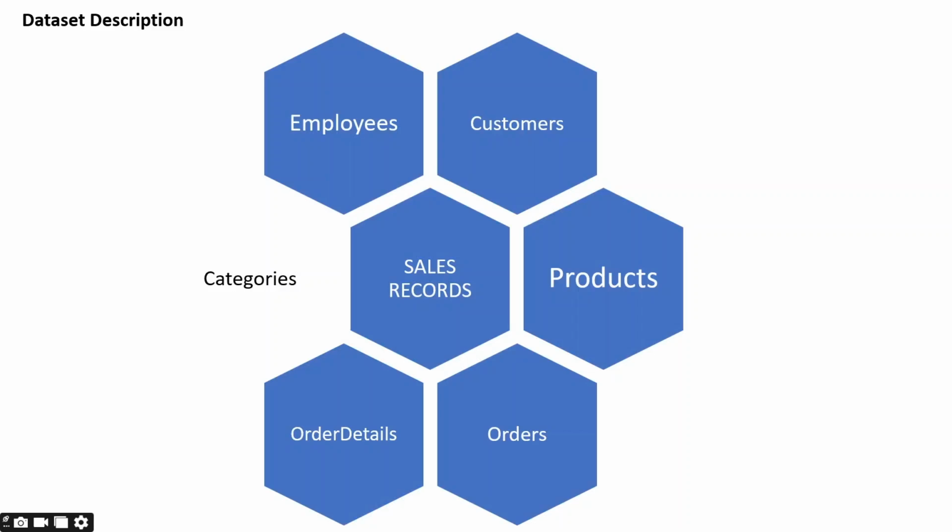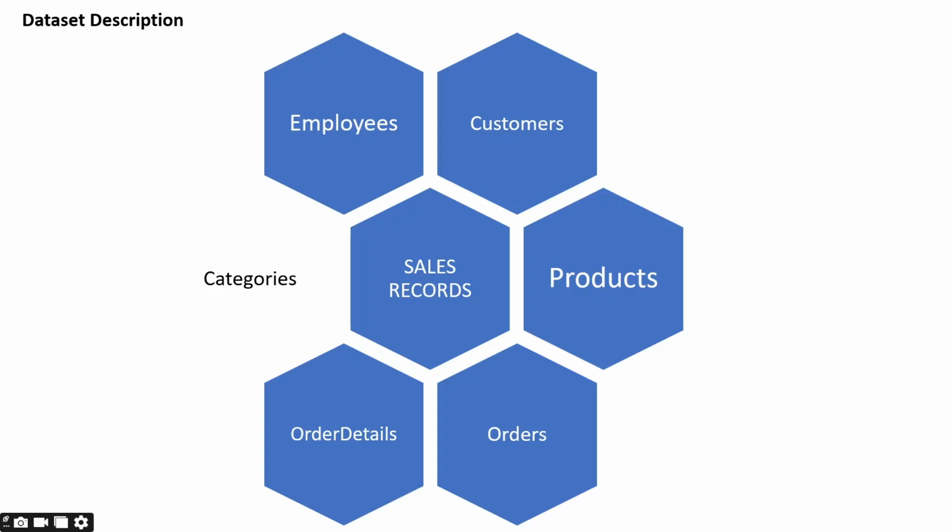6 tables, and it's a sales record from a retail company. One of the tables is the customers table, which contains the customers' records. We have the products table, which contains information about the products. We have the orders table, which contains the details of the orders placed by the customers. We have order details, which contain more information about the order that is being placed by a customer.